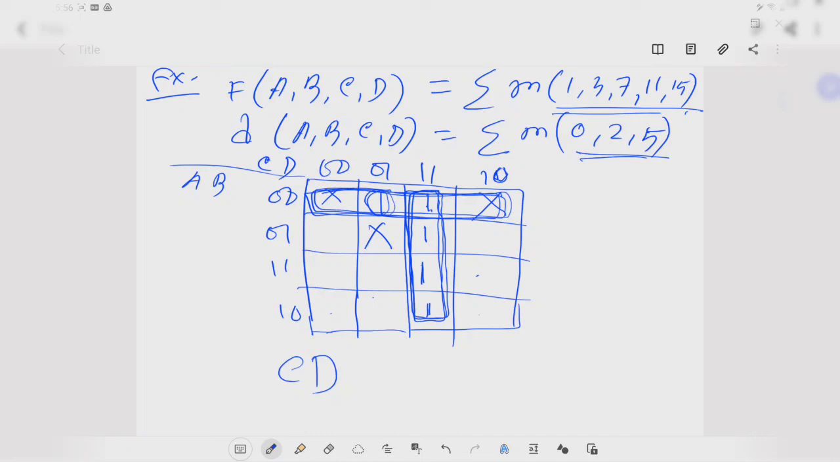In this case, 2 don't cares we have considered as 1, and by considering them as 1, we can find the maximum number of ones which are consecutive and symmetric. In this block, A and B are common, and both A and B are 0 and 0, so it's A prime, B prime. So CD plus A prime B prime is the simplified function for this given function. Thank you so much.